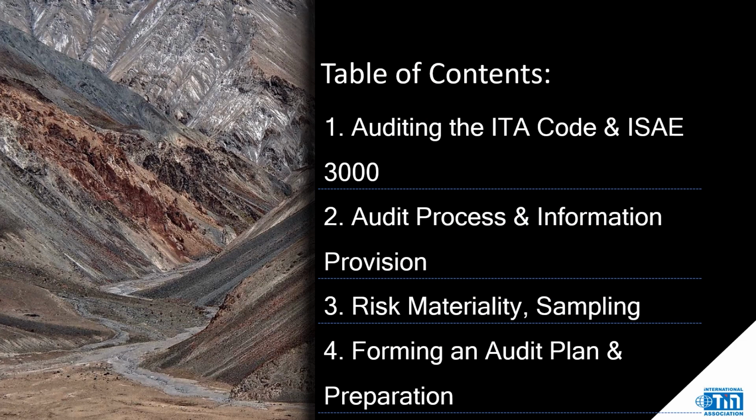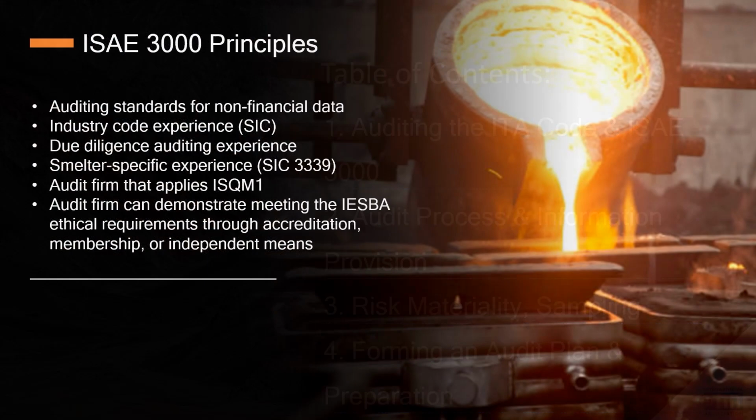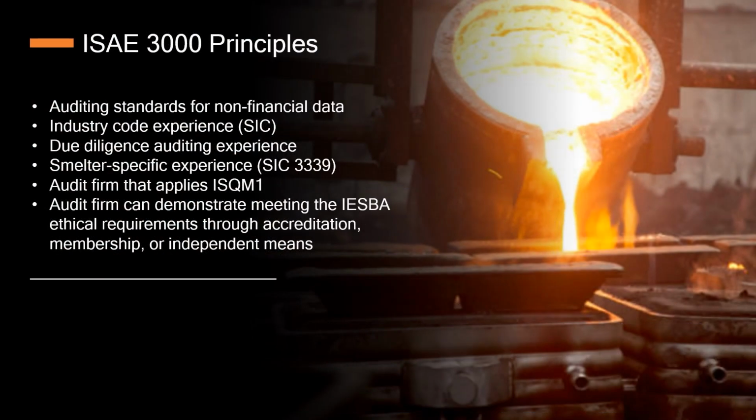In this module, Audit Planning, we'll be discussing ISA 3000 requirements, just briefly, and auditing against the ITA TIN code, the audit processes, and the key information that must be provided by the smelter for the audit to take place, and the ISA 3000 risk, materiality and sampling plan and processes, and also forming an audit plan and preparation for the on-site audit.